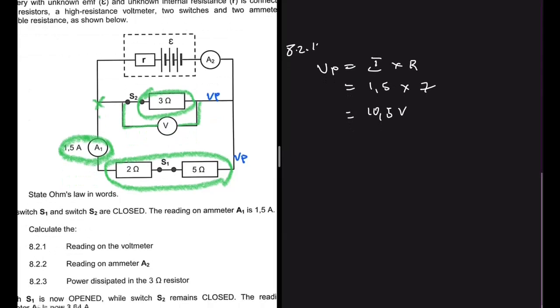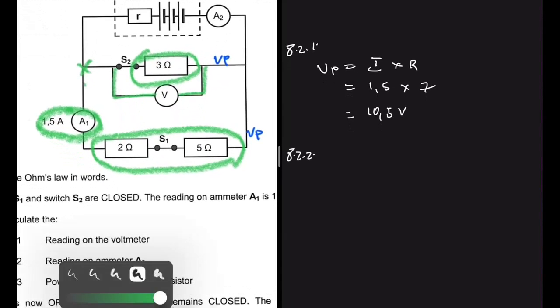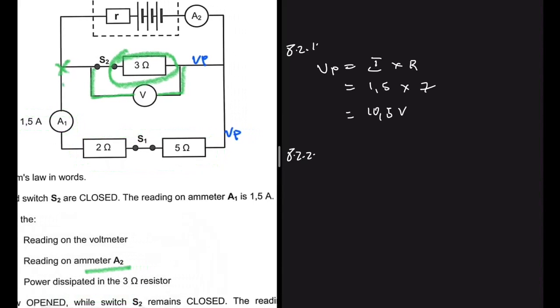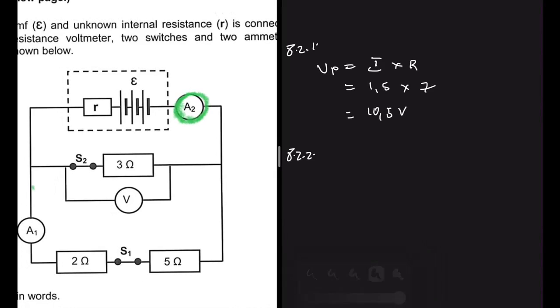Right, let's move forward and do 8.2.2. What are we looking for? We're looking for the reading on ammeter A2. If we go to our sketch, you're going to realize that ammeter A2 is here. So basically what we're looking for is the total current, because ammeter A2 experiences total current. So we're looking for IT. What do we have up to so far?